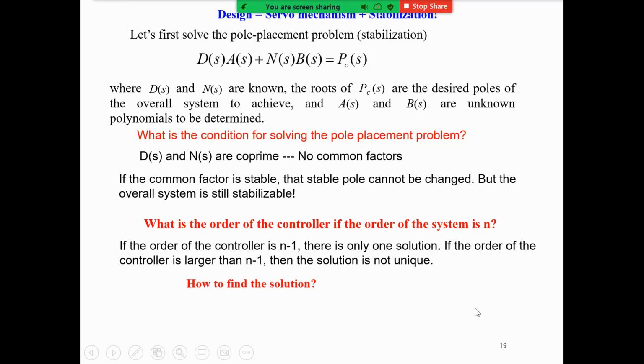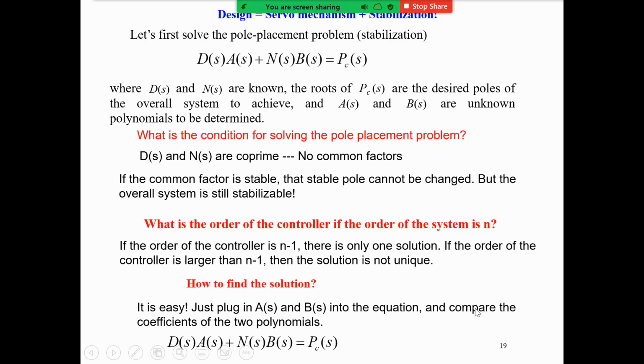How to find the solution? For this problem, how do we find out the solution? The direct way is by just direct comparison. You have this D and N, you have this desired polynomial. Just plug in A and B with those unknown coefficients, then you compare those two polynomials.